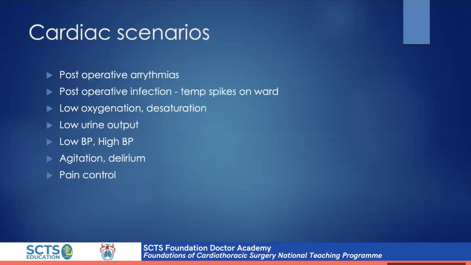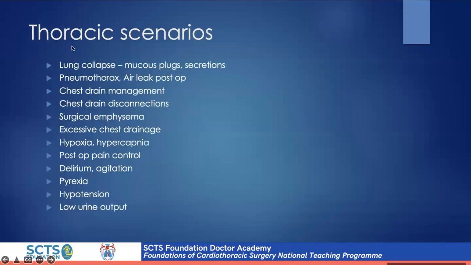So, common scenarios that we often face as an SHO on a cardiothoracic ward. Cardiac scenarios: very common post-op arrhythmias, post-operative infections, temperature spikes, hypoxia, desaturations, low urine output, low blood pressure as well as high BP, agitation, delirium, and post-operative pain control. Some of the thoracic scenarios: lung collapse, mucus plugs and secretions, different types of chest drains and how they're managed, pneumothorax, post-operative air leaks, what to do when a chest drain disconnects, worsening surgical emphysema, excessive chest drainage, post-op pain control, which is very important in these patients, hypoxia, hypercapnia, delirium, pyrexia, hypotension and low urine output. So some of these cases we'll discuss now.